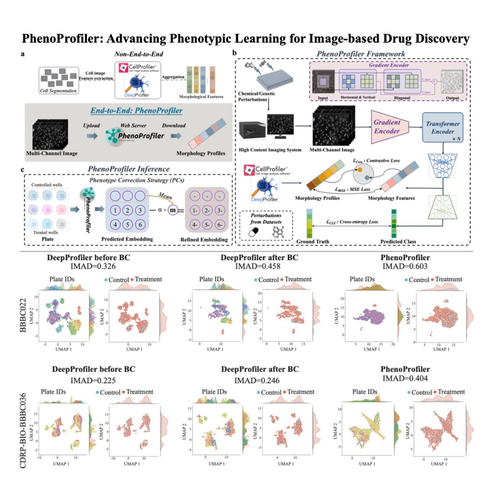So PhenoProfiler does something else, or something more. It does something more. It uses a multi-objective approach, training the model to satisfy 3 distinct learning goals simultaneously. The idea is to create a richer, more biologically meaningful feature space. 3 objectives. Okay, what are they?